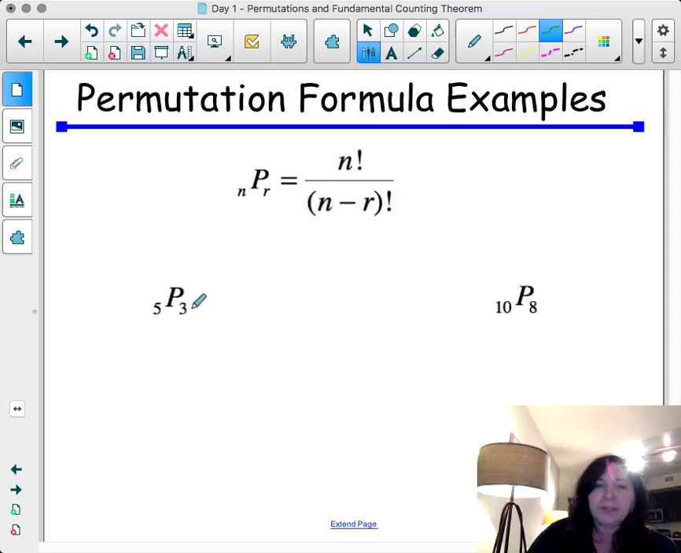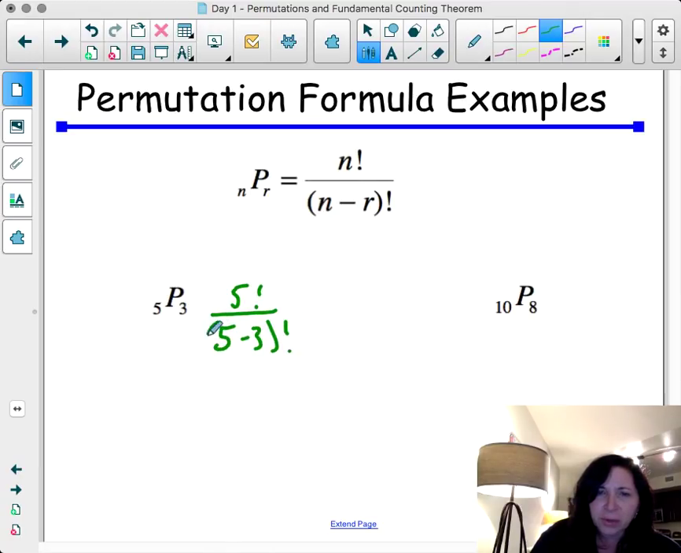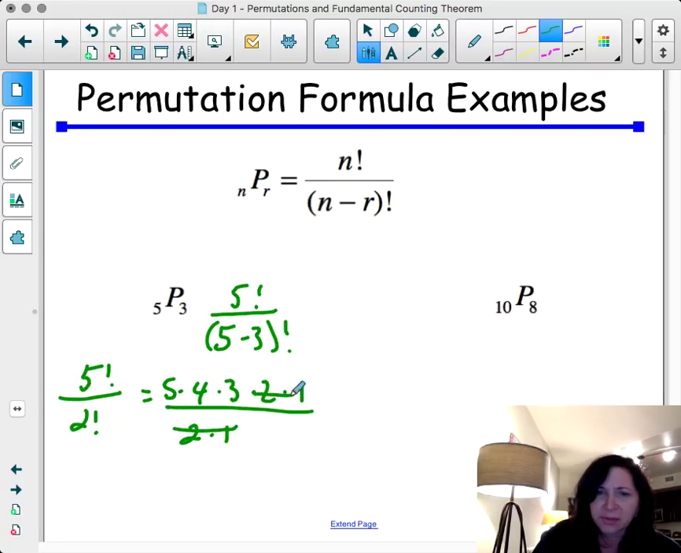So we just did this one. We have 5 permutations of 3. So again, 5 factorial over 5 minus 3 factorial. So that becomes 5 factorial over 2 factorial. 5, 4, 3, 2, 1 cancels, 2, 1, these cancel. So I just have 20 times 3, which is 60, and that's my answer.